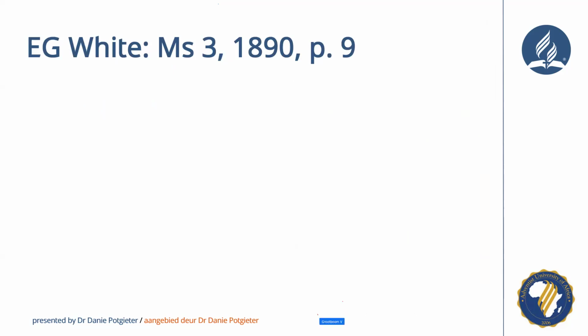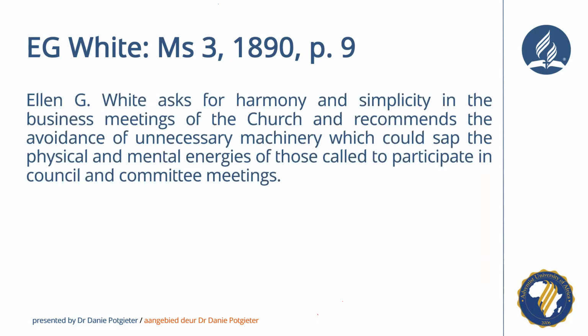Also quoted from there, and one or two other quotations from Ellen White, would be the following. Ellen White asks for harmony and simplicity in the business meetings of the church, and recommends the avoidance of unnecessary machinery which could sap the physical and mental energies of those called to participate in councils and committee meetings. If you've attended some church group meetings, even business meetings, even at session level, sometimes we find that there's a lot of machinery or strategies used, often to derail or to delay the proceedings. Ellen White counsels against that.